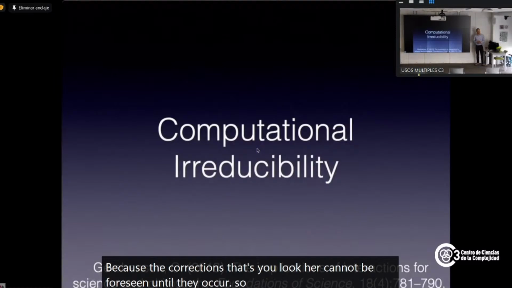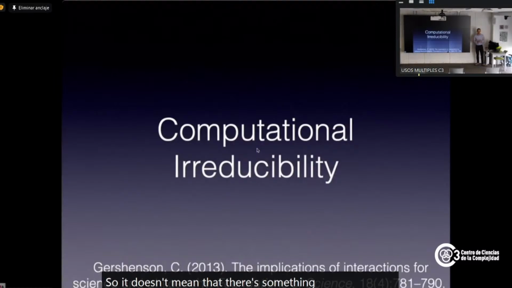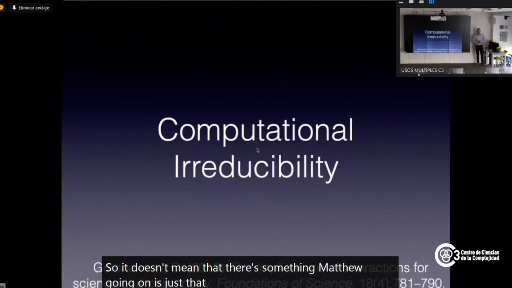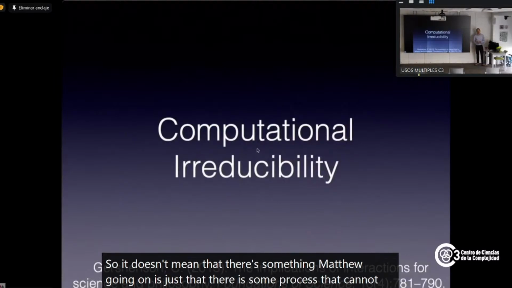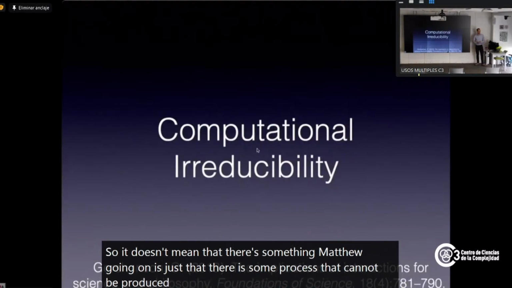So it doesn't mean that there's something magic going on. It's just that there is a process that cannot be reduced. There are no shortcuts to the future.